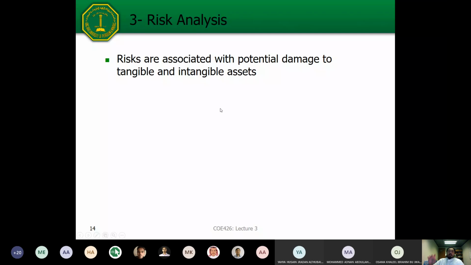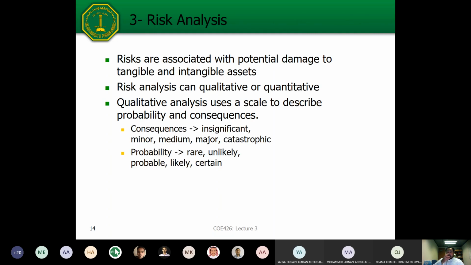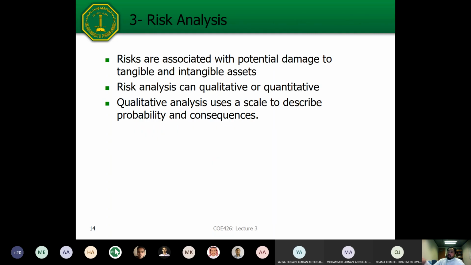The risk analysis. Okay. So once you identify all the risks, you need to understand what damage is associated with these risks, whether the risk is to tangible or intangible assets. Usually during the risk analysis, most of us, engineers and scientists, would like to quantify it with numbers, right? So there are two ways to quantify a risk, to analyze a risk: either quantitative analysis or qualitative analysis.